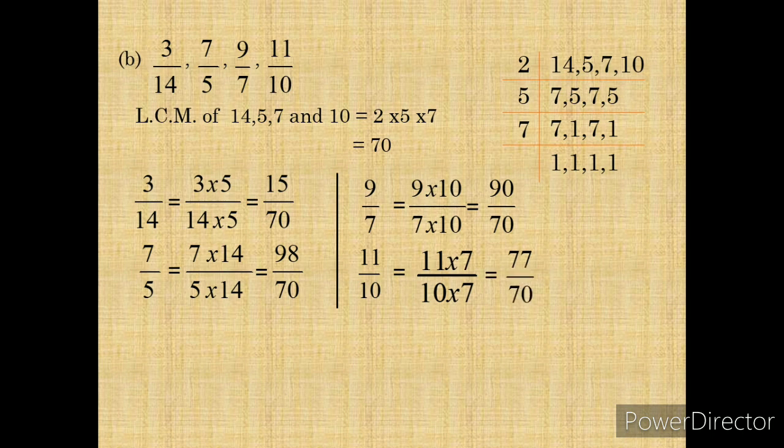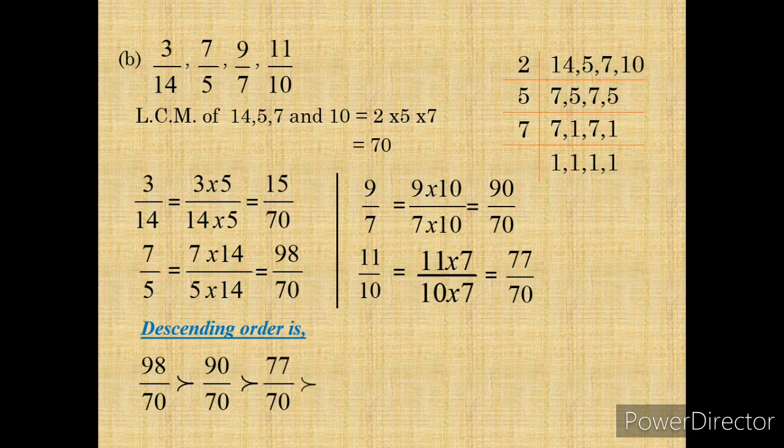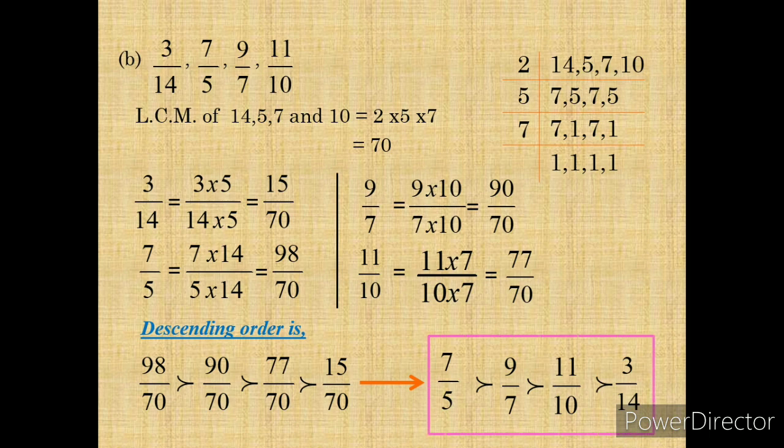Now as I have to arrange in descending order, so सबसे पहले सबसे बड़ा नंबर आएगा. कौन सा? 98 upon 70. उसके बाद कौन सा नंबर है? 90 upon 70. Then is 77 upon 70 and the last is 15 upon 70. And the complete answer. अब 98 upon 70 किसको सॉल्व करके आया था? 7 upon 5. 90 upon 70 किसको सॉल्व करके आया? 9 upon 7. 77 upon 70, 11 upon 10 and the last is 3 by 14. So the complete answer is this in descending order.